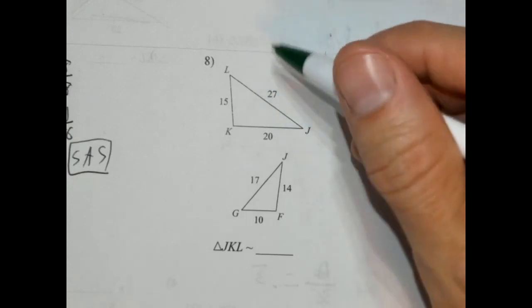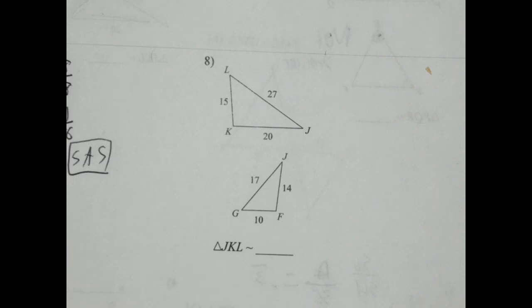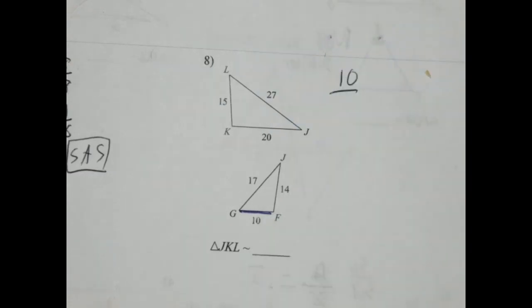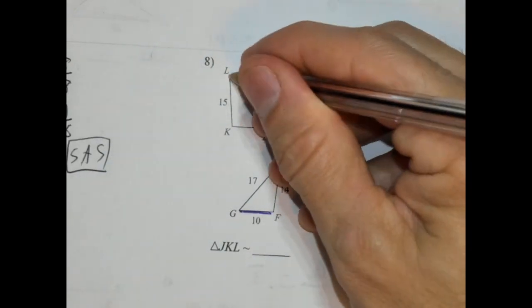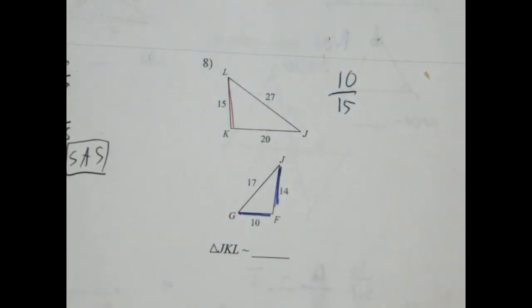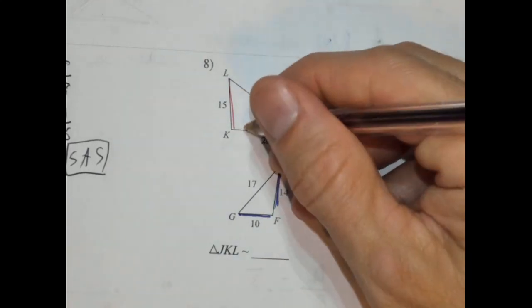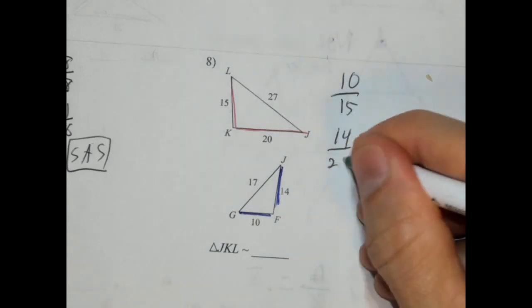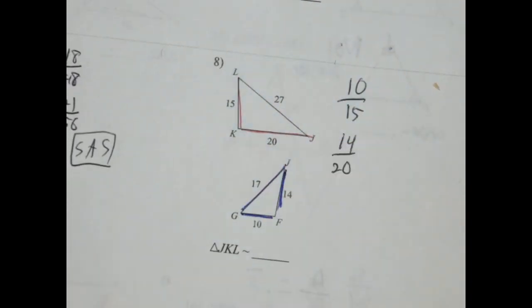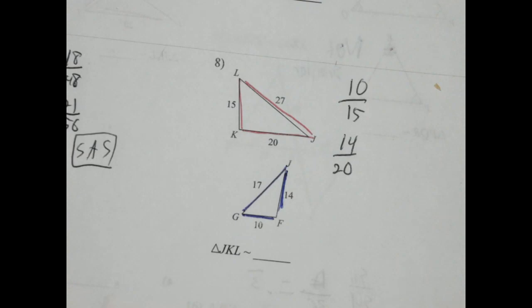Okay. Here, similar problem. This is actually very similar to number 6 because it's 3 pairs of sides. So let's go ahead and identify the smallest side, which is 10. 10 over, and then the small side up here is going to be, what, 15? Yeah. 15. Okay, the middle side down here is 14, and then the middle side up top is going to be 20. Okay, and then the largest side down below is 17. The largest side up top is 27, so it's going to be 17 over 27.